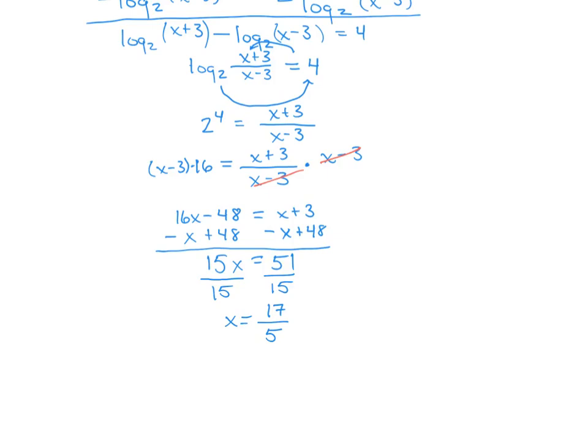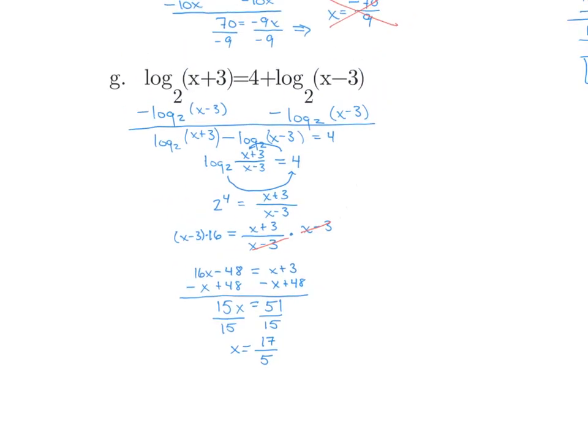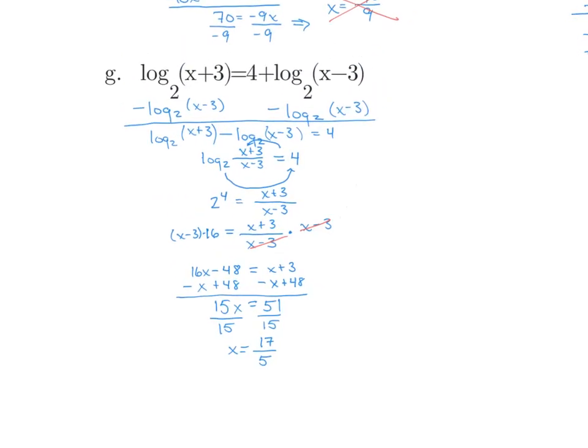So now let's go back and check this in our original problem. 17 over 5 plus 3, positive plus a positive is positive, so we're fine there. 17 over 5 minus 3. 17 over 5 is 3 and some change, and if you subtract 3 from that, you do get a positive number. And so this is our solution.